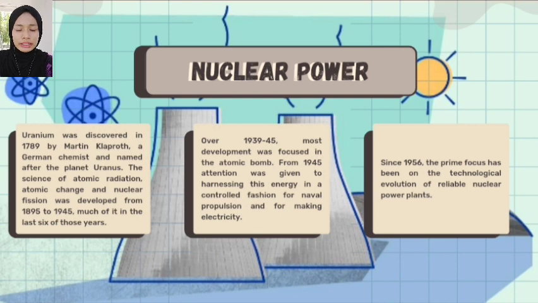Uranium was discovered in 1789 by Martin Klaproth, a German chemist, and named after the planet Uranus. The science of atomic radiation, atomic change, and nuclear fission was developed from 1895 to 1945, much of it in the last 6 of those years. Over 1939 to 1945, most development was focused on the atomic bomb. From 1945, attention was given to harnessing the energy in a controlled fashion for naval propulsion and for making electricity.